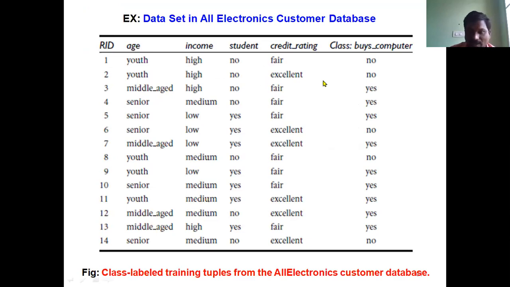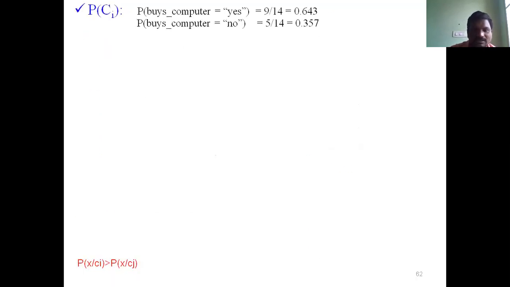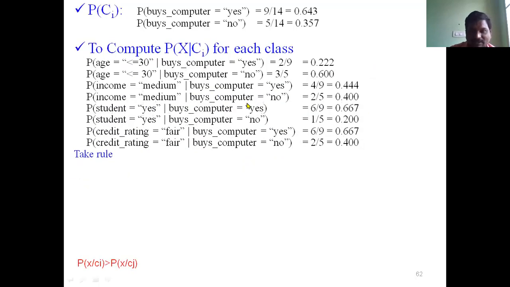Among the 5 youth values, how many are no? 1, 2, 3. Three values are there. Youth, three. Let's take 3 no's divided by 5, so that is 3 divided by 5. Here, the yes values for buys computer and youth.